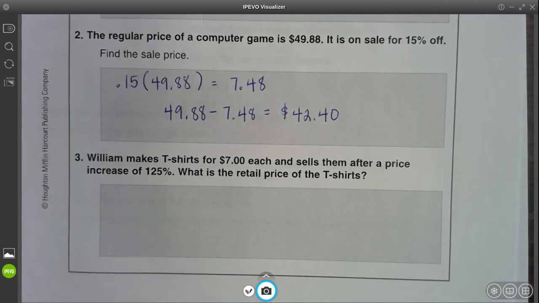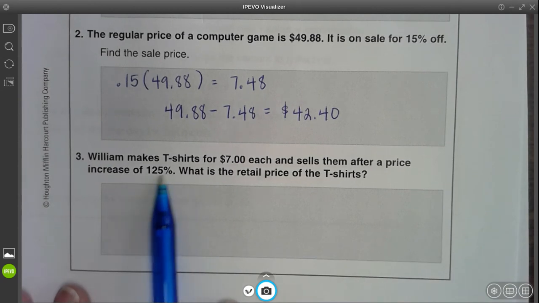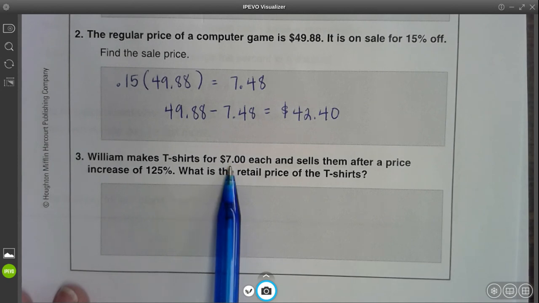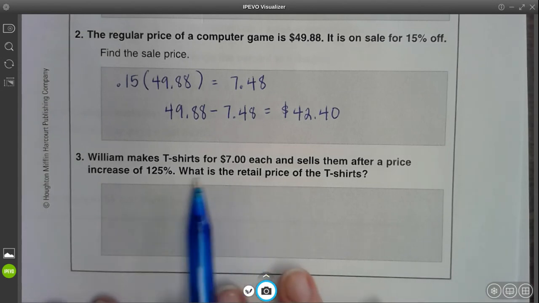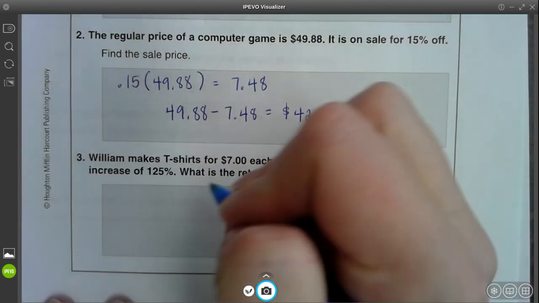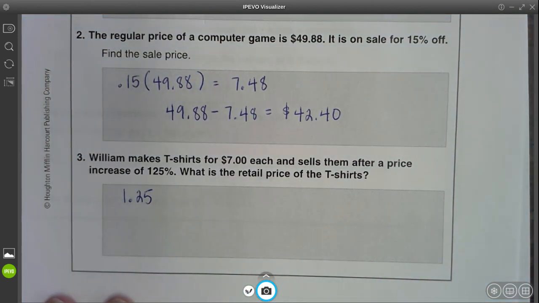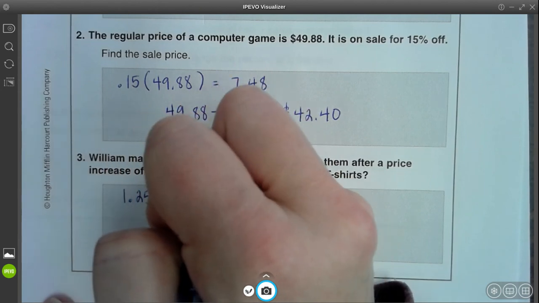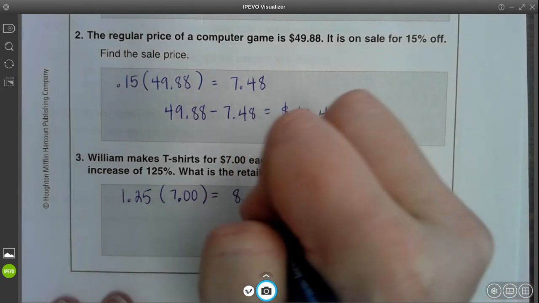All right, the last one says William makes t-shirts for $7 each and sells them after a price increase of 125%. What's the retail price of the shirts? So again, 125% is more than 100%. So this price is going to more than double. So it's going to be more than $14 that we sell this shirt for. So first of all, again, a percent and a number, we're going to start by multiplying them. We have to change 125% into a decimal, which is 1.25, and then we're going to multiply it by that $7. Okay, in the end, that's going to be $8.75.